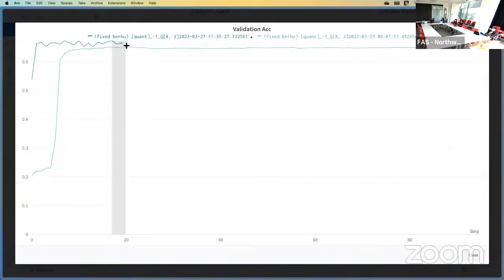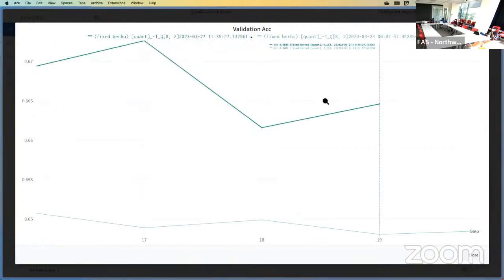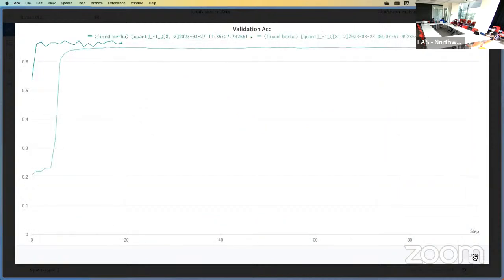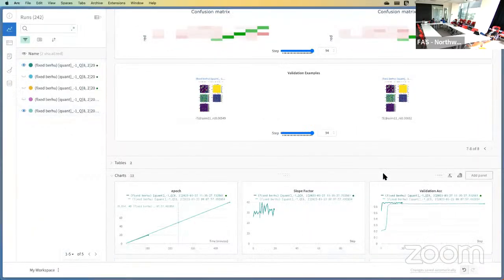Which one is the Lion? Yeah, the one on the top. I mean, like a 1% improvement. So that was my initial experiment. This is the validation. Is it still running? It's still running.